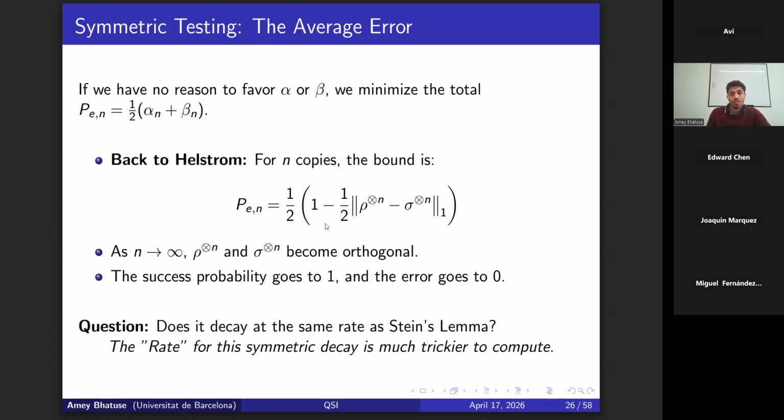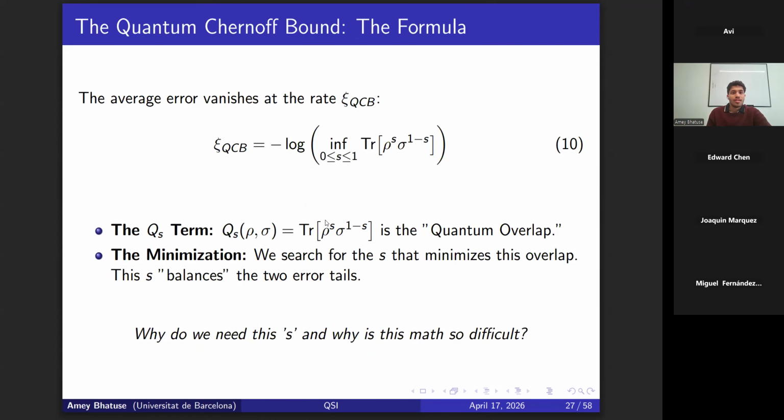We want to know the exact scaling of how many copies we require such that these become orthogonal. So the question is, does it decay at the same rate as the asymmetric case, the Stein's lemma? And the answer is no. The rate for this decay is actually much harder to compute, and it is given by the quantum Chernoff bound, which is the rate at which the average error vanishes.